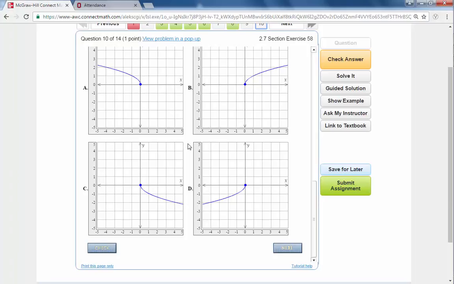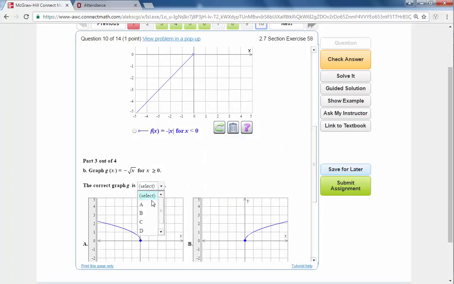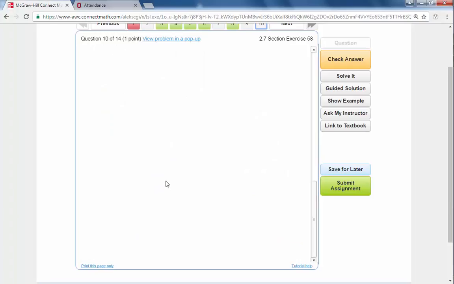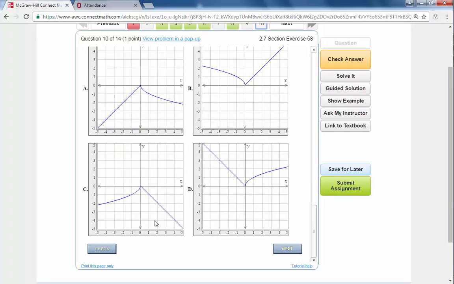G, the square root of x, was part C, right? Was this one, right? And the last, we need to pick the final picture. There are two similar ones, A or C. This side is straight, this side is curvy. It was A.